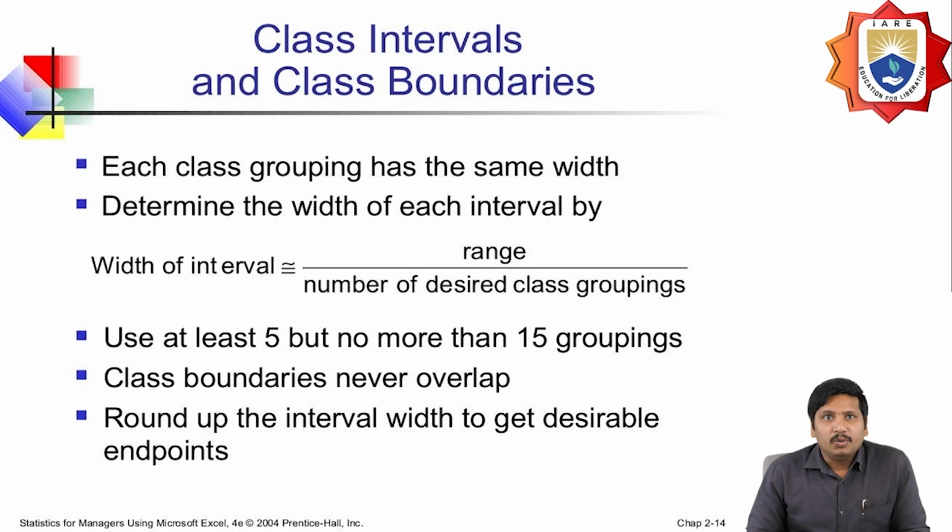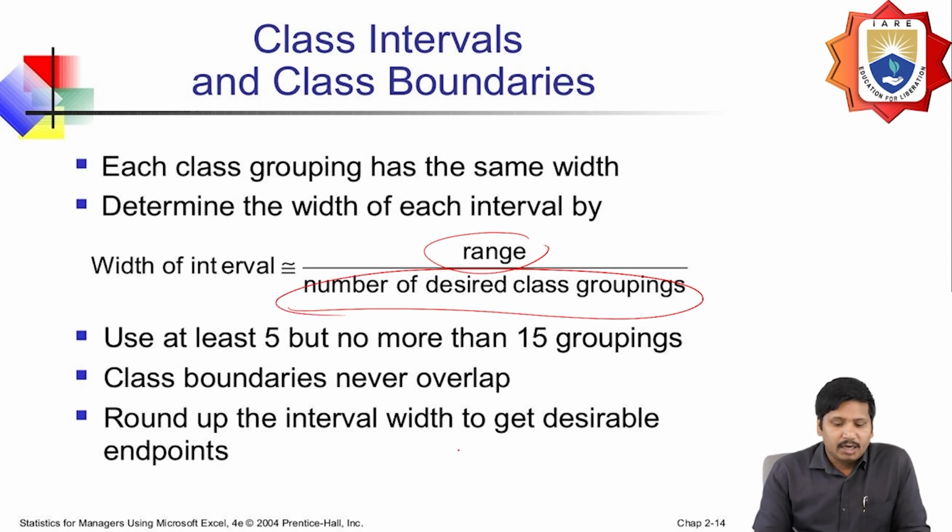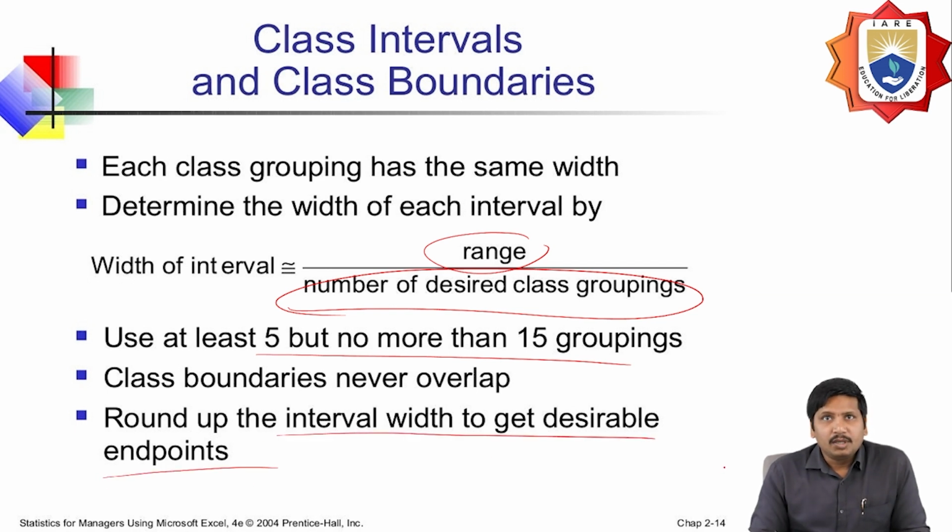And the class intervals and boundaries: each class group has the same width, determining the width of each interval. So the width of the interval should be the range divided by the number of desired class groupings. And we should also use at least 5 but not more than 15 groups. And the class boundaries never overlap, and we round off the interval width to get desirable endpoints.